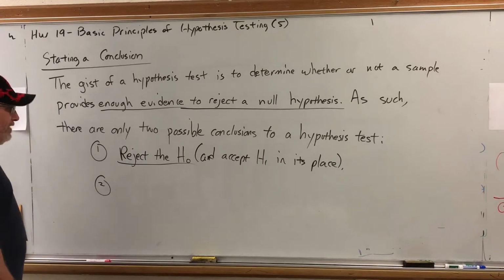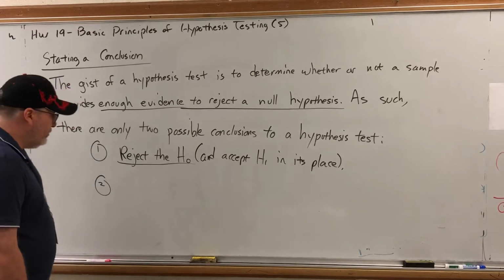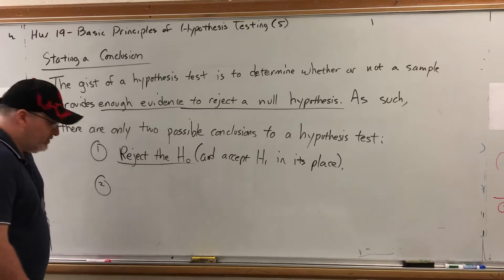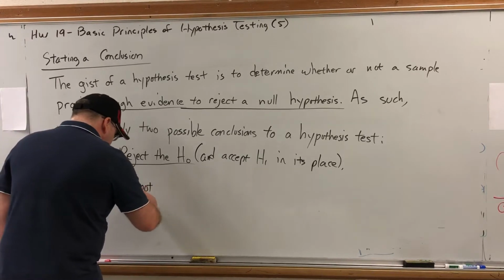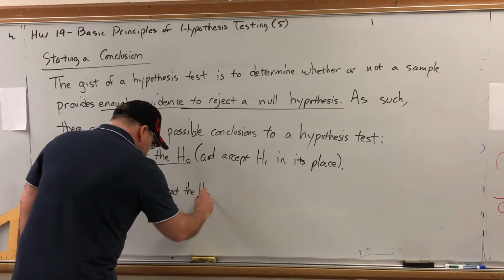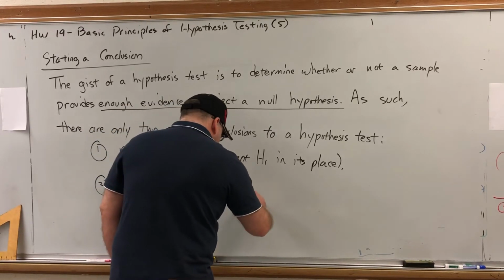But at the end, if your evidence is not strong enough to reject the null hypothesis, your conclusion is not accept the null hypothesis. Your conclusion is do not reject the null hypothesis and reject the alternative.